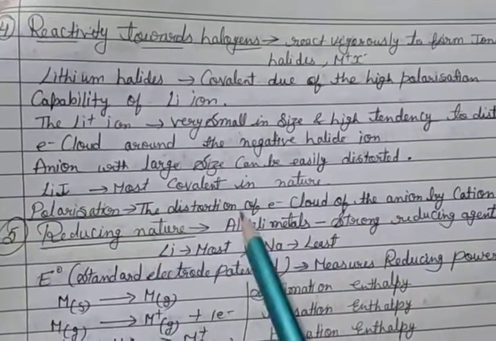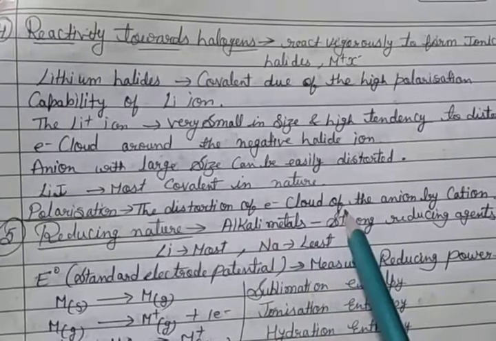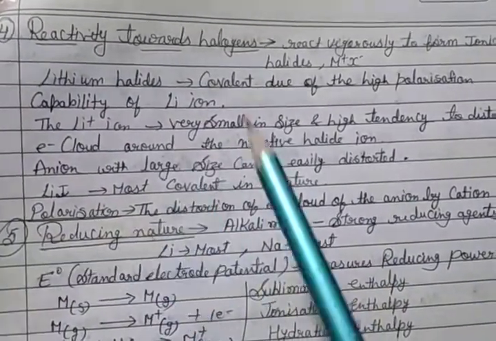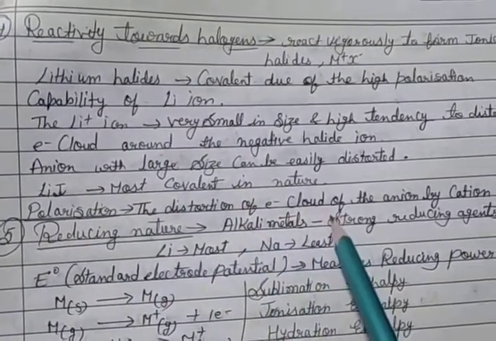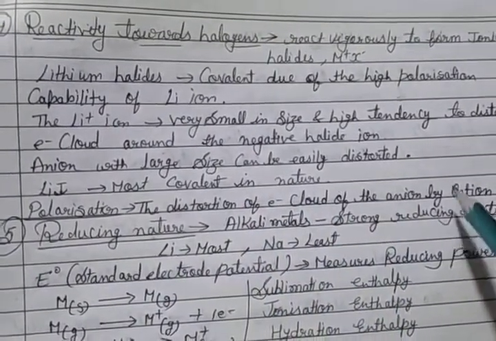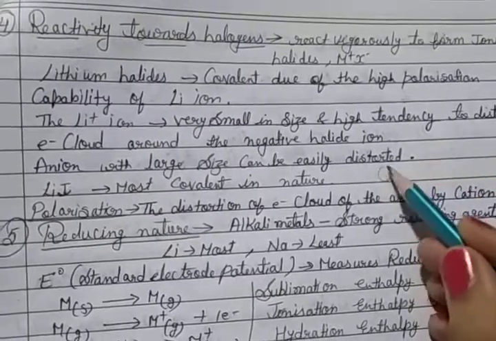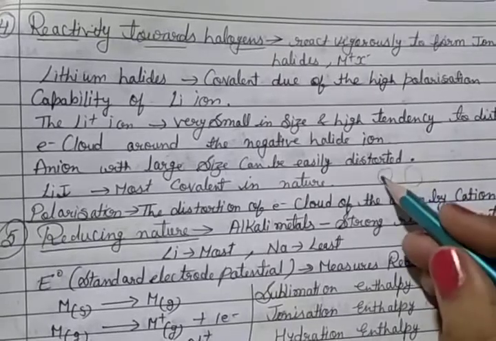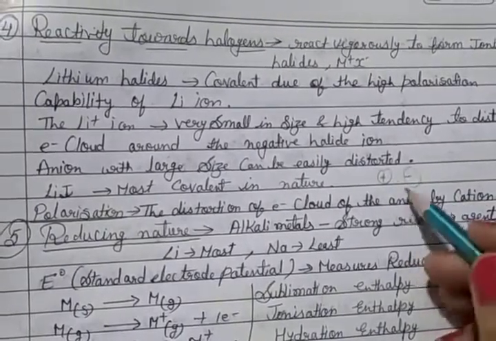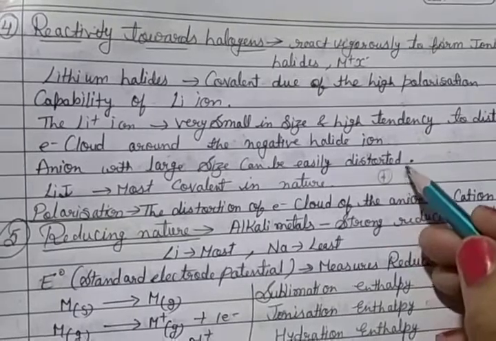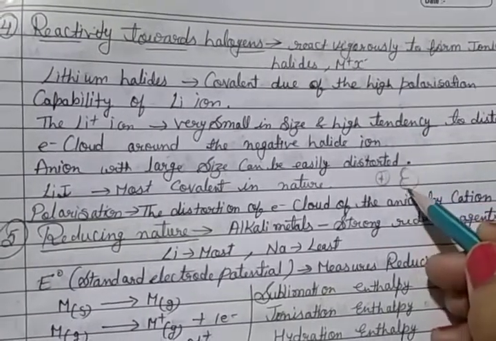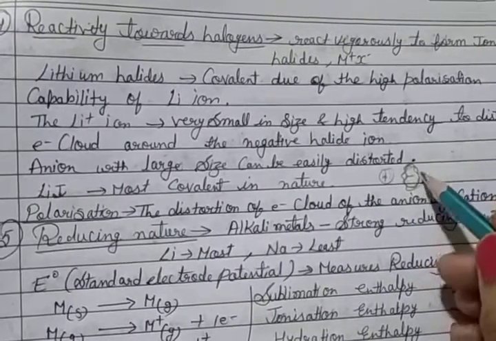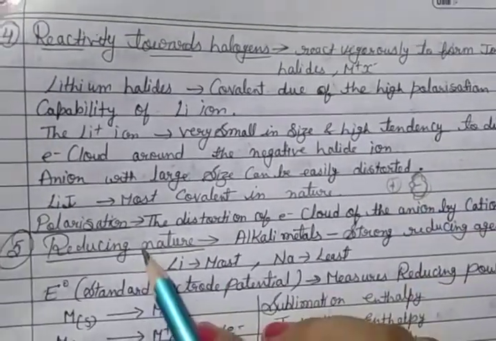Polarization: what is polarization? The distortion of the electron cloud of the anion by the cation. See, this way, negative and then positive. Due to the positive cation, the electron cloud is distorted this way. The distortion of the electron cloud of the anion by the cation is known as polarization.